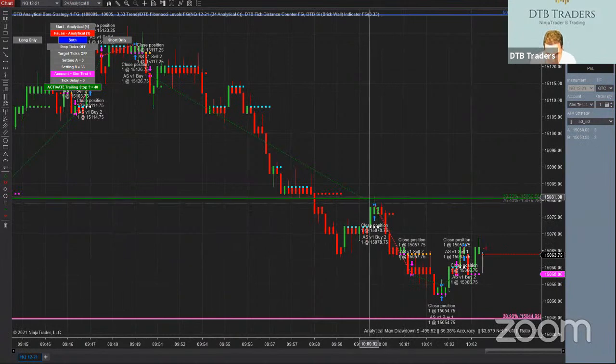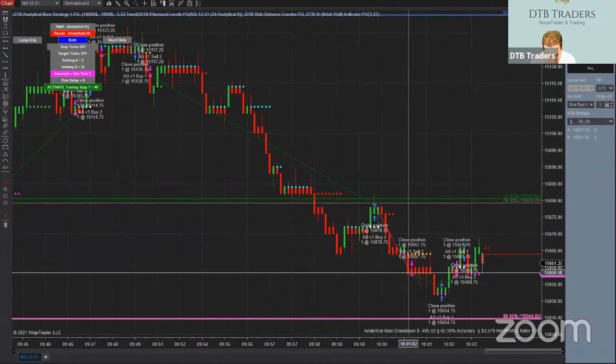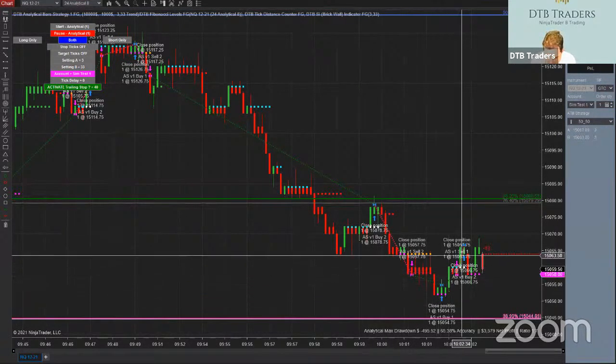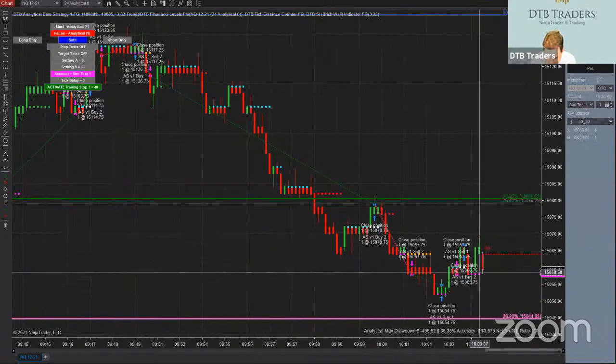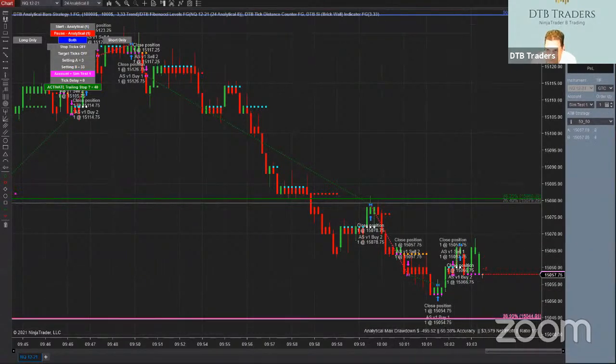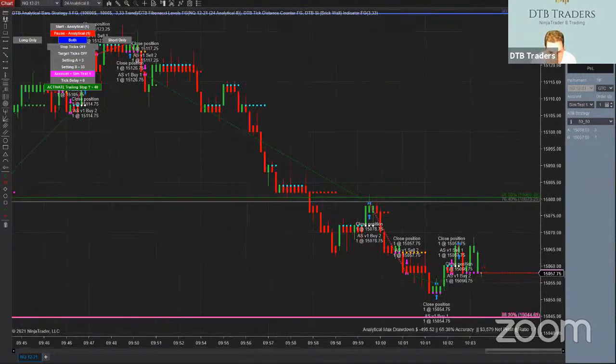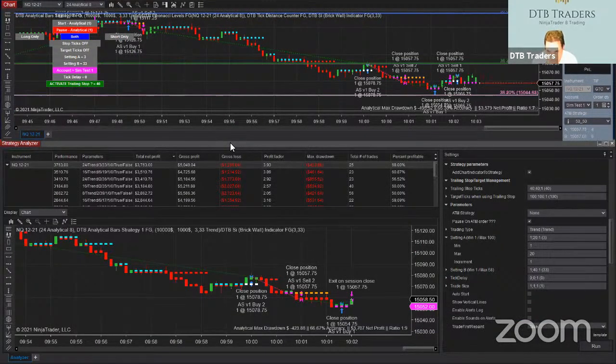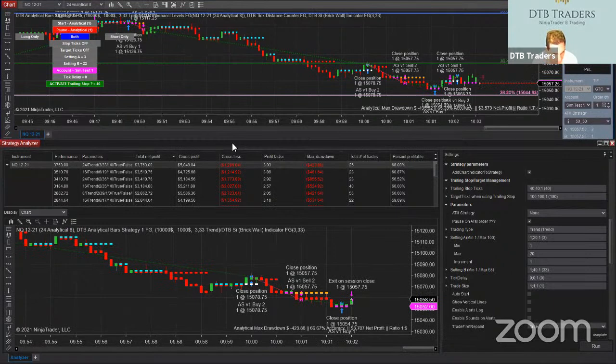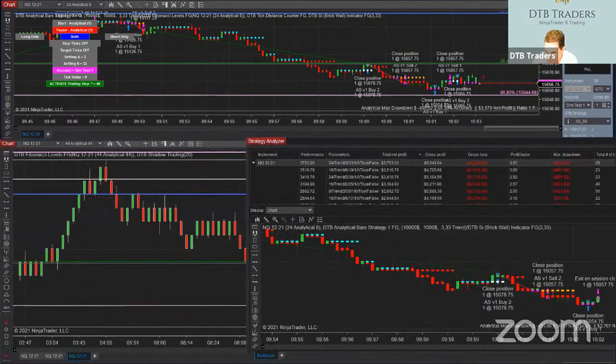So it would have taken one losing position had I had it running. Not the best action around this specific area. So I'm not going to actually press start on that one now. Okay, so let's just move this analyzer out the way, and I'm going to continue to run it in the background.